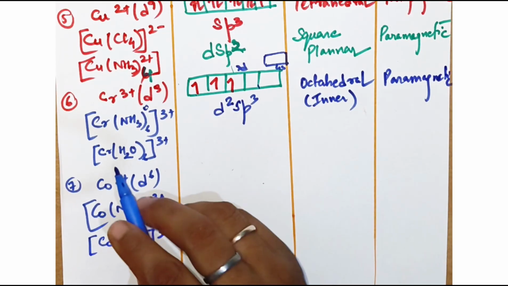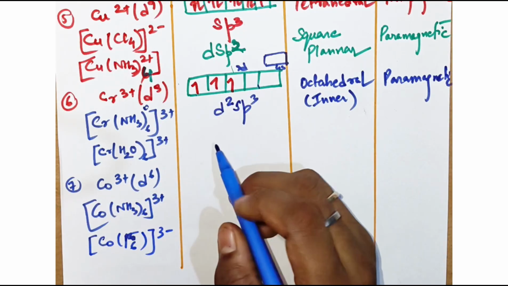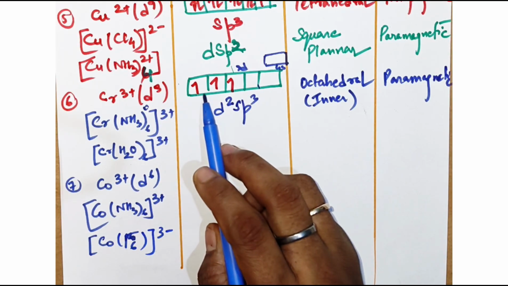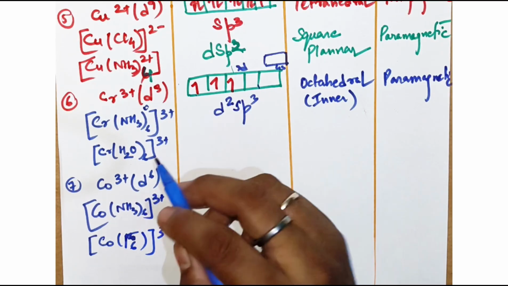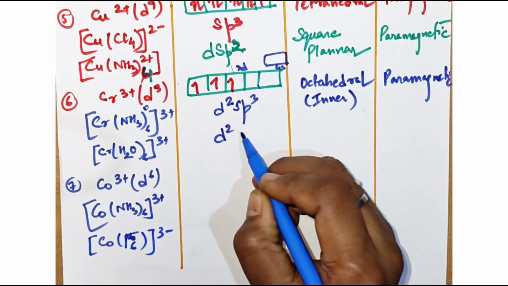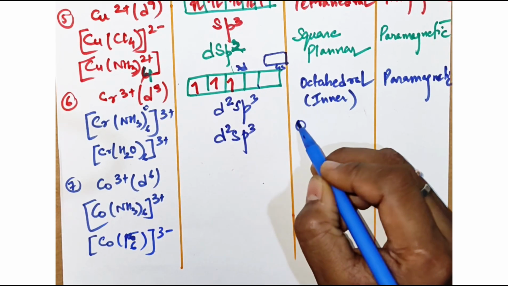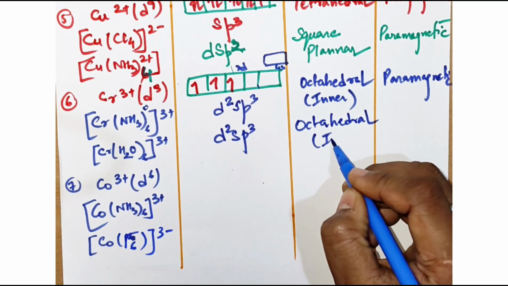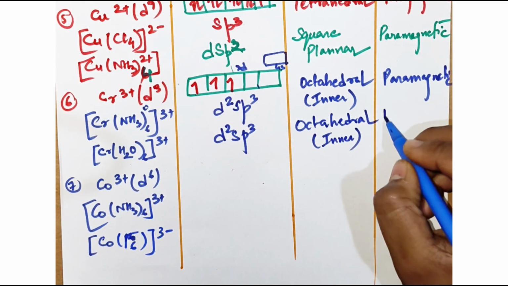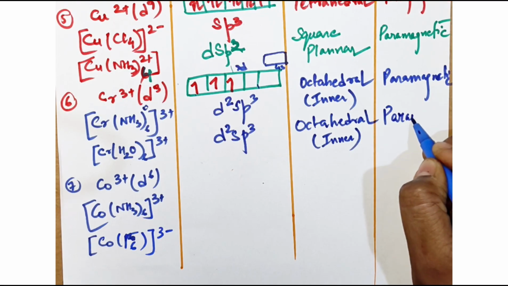In this case, even with chromium with water molecules, if it is 3+, same. See here, it is only 3 electrons, so even if it does not pair, there is no matter. So again it forms d2sp3, which is again octahedral, and this is an inner orbital complex. And this is again paramagnetic.